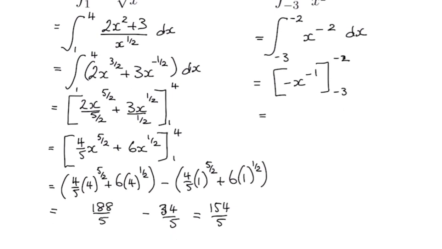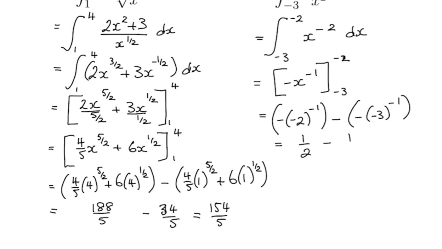Now be very careful, you've got negatives flying about all over the place. Negative, top limit goes in, -2 to the -1, and then it's minus, and it's minus -3 to the -1, and be careful with this, and that ends up being, so you get half minus a third, and a half minus a third is a sixth. So the value of that integral is a sixth.